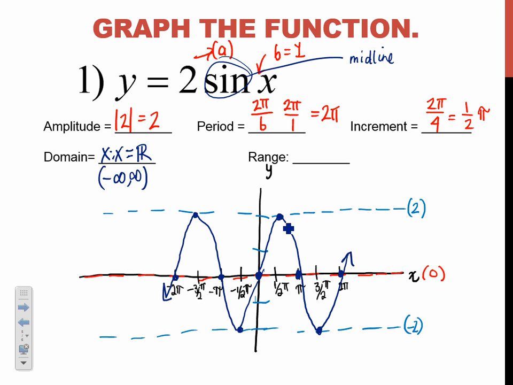And then the range for this one is not 1 to 1 or negative 1 to 1, it's negative 2 to 2. So negative 2 is less than or equal to y, which is less than or equal to 2, which is negative 2 to 2 inclusive if you want to do interval notation. I'll accept set notation or interval notation. All right, so that is the graph of an amplitude change for sine.